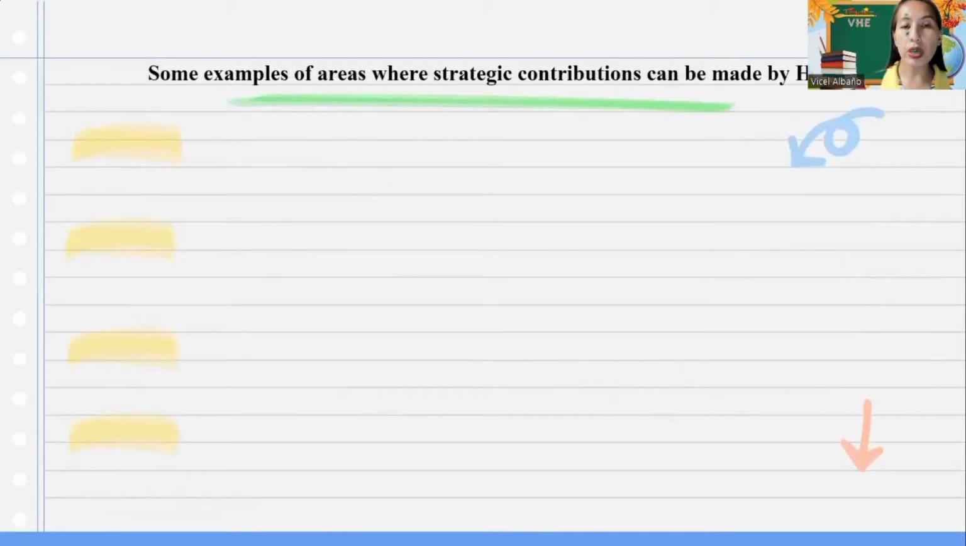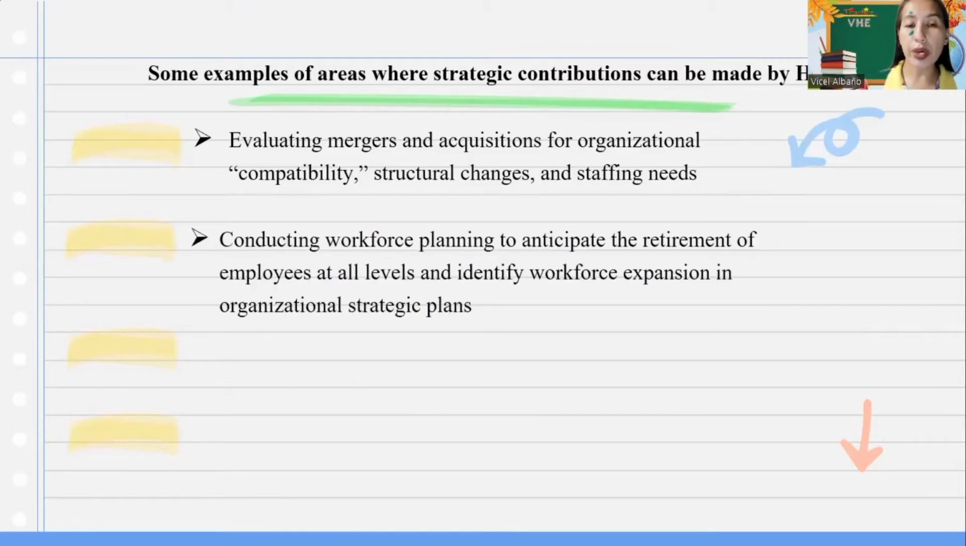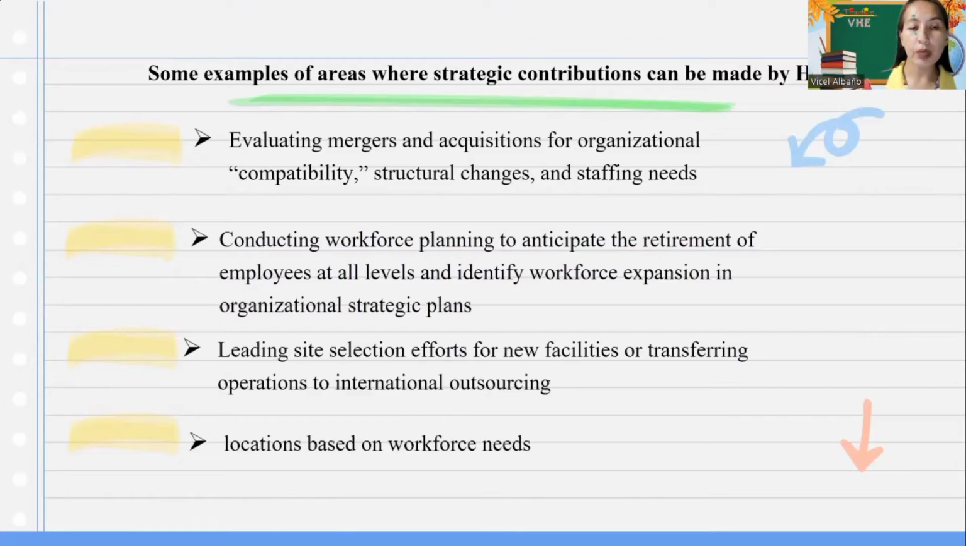Some examples of areas where strategic contributions can be made by HR are evaluating mergers and acquisitions for organizational compatibility, structural changes and staffing needs, conducting workforce planning to anticipate the retirement of employees at all levels and identify workforce expansion and organizational strategic plans, leading site selection efforts for new facilities or transferring operations to international outsourcing, then location-based workforce needs.